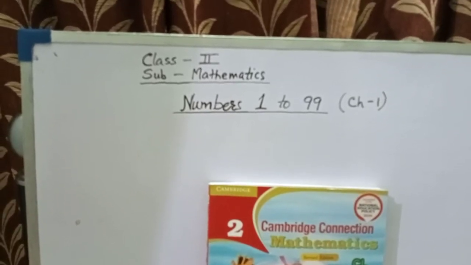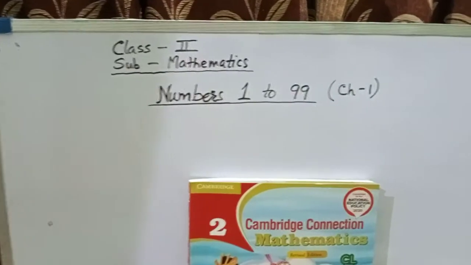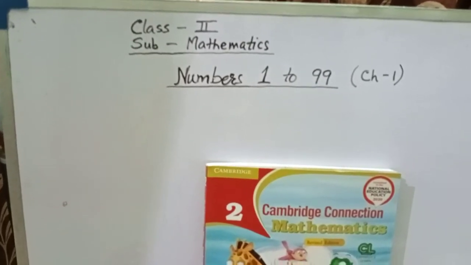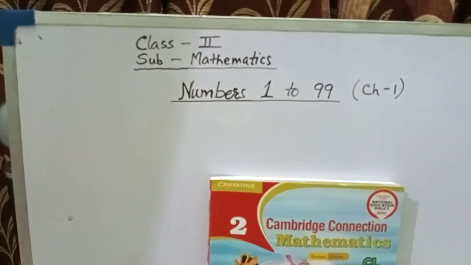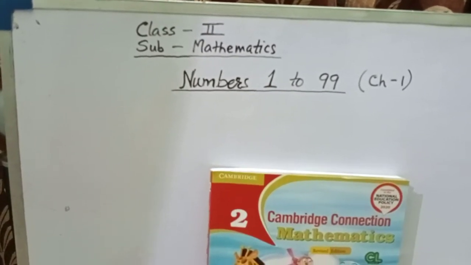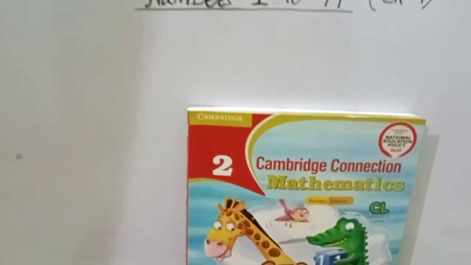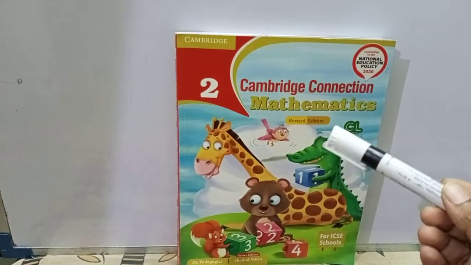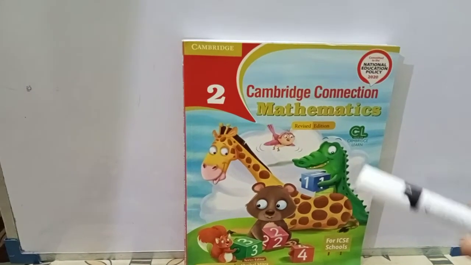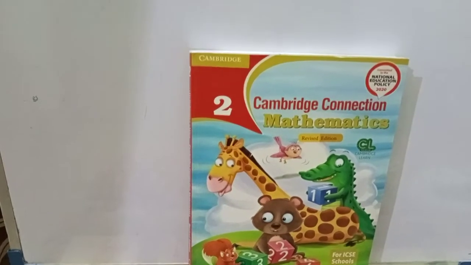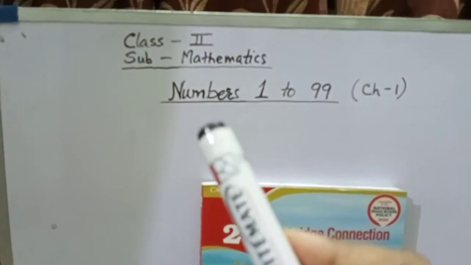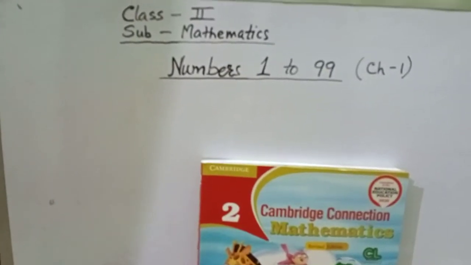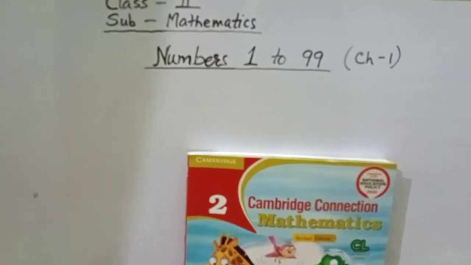Okay? So children, since you are getting bored at home, today I am here to discuss a very interesting topic in mathematics. I am going to take up your subject, mathematics. Before starting, I think all of you have got this book, Cambridge Connection Mathematics. Today from your book we are going to discuss the first chapter, that is numbers 1 to 99. This is a bit of recapitulation of your previous class knowledge.